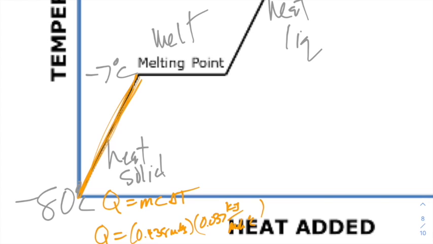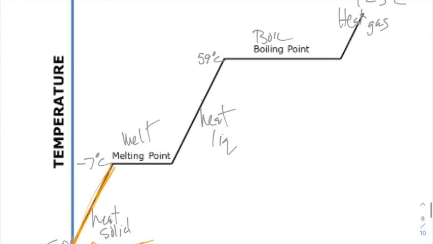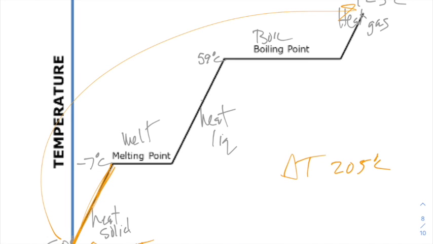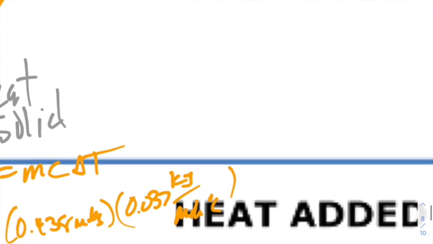Again, one of the biggest mistakes that students make with these problems is they go, well, I want to go from 80 and I want to go up to 125, so that's a temperature change of 205 degrees Celsius. Yeah, but it's not changing 205 degrees Celsius as a solid. It's only going from negative 80 up to negative 7 as a solid. So the 205 is our overall number, but that's not what it is at each individual step. And right now, all we're doing is heating our solid. So we're going to go from negative 80 up to negative 7, so that's what, a 73 degrees Celsius change.